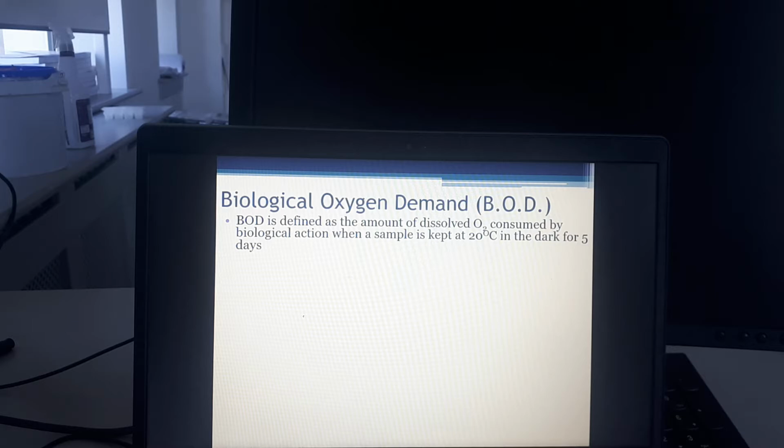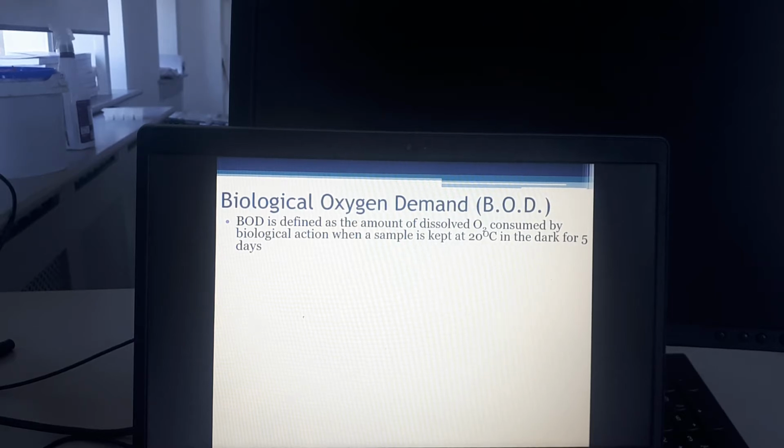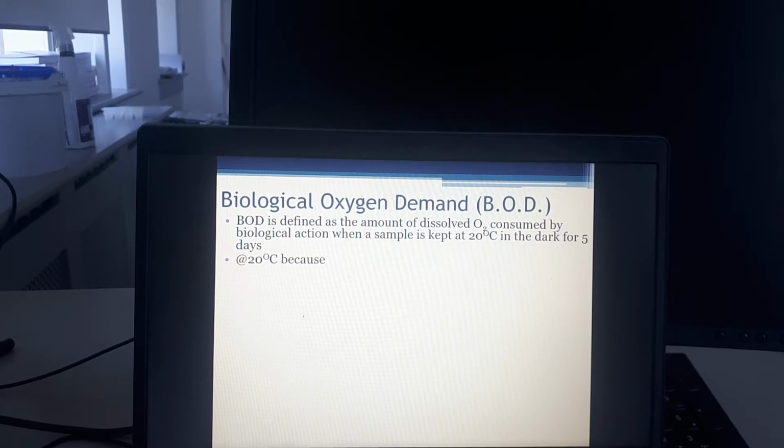And our sample has to be kept at 20 degrees Celsius in the dark for 5 days. You need to know those 3 conditions for a definition. We're going to look at a little bit of this in more detail, particularly with our 3 conditions. So 20 degrees, why?